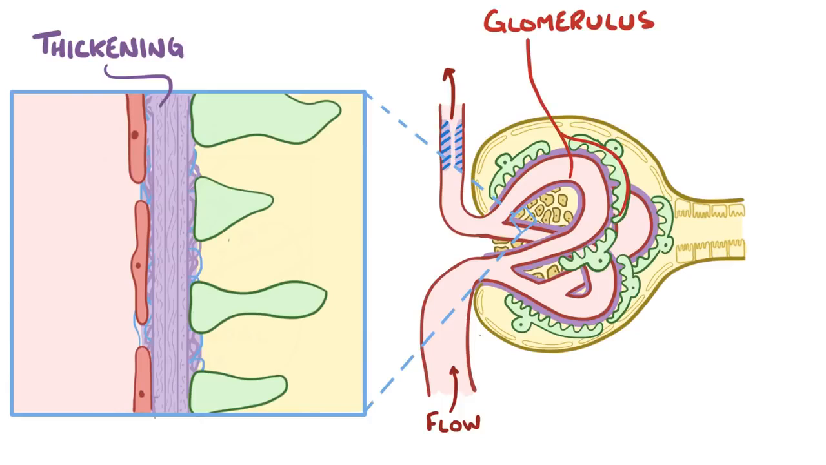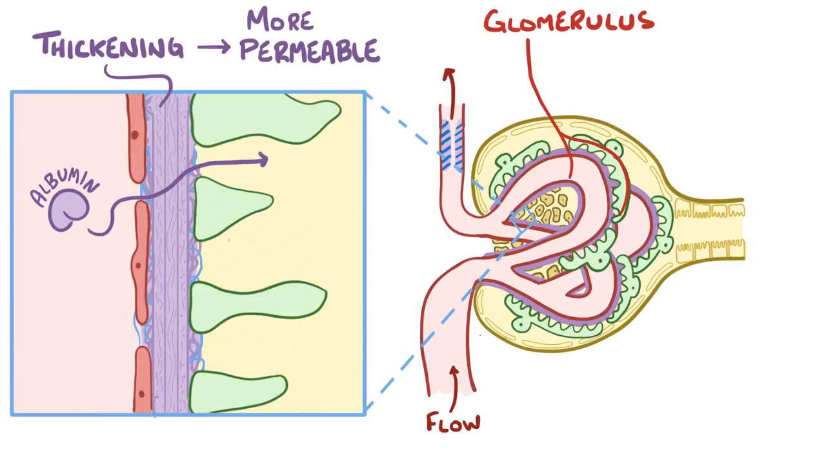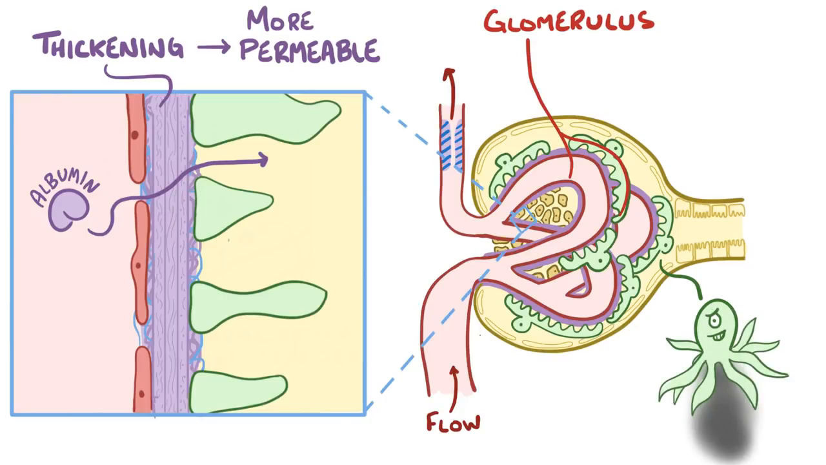The thickening of the basement membrane counterintuitively makes it more permeable, allowing proteins like albumin through that otherwise would have been filtered out. It makes sense though if you think about our octopus friend again. As the glomerulus expands, the legs of the octopus naturally have larger gaps between them. In other words, the filtration slits widen, making it easier for substances to slip through.